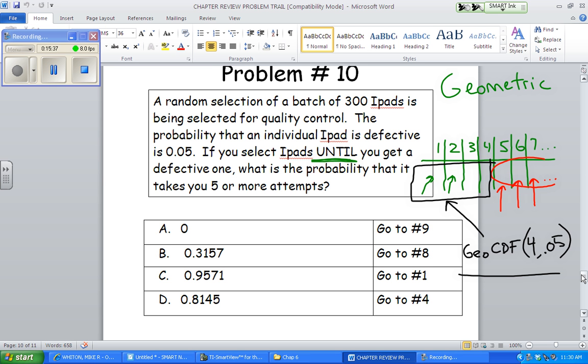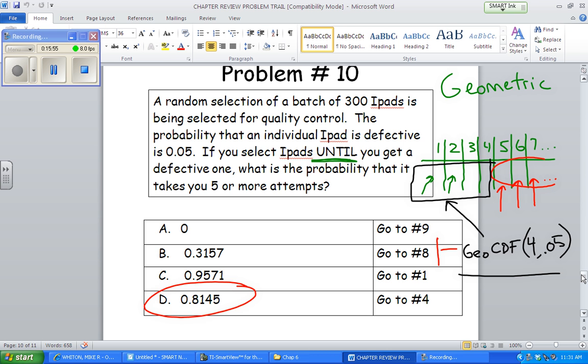So in order to get the ones we want in red here, we would just need to subtract that from 1. So it would end up actually being 1 minus that. And that should give you an answer of 0.8145. Okay, and that's the problem trail.